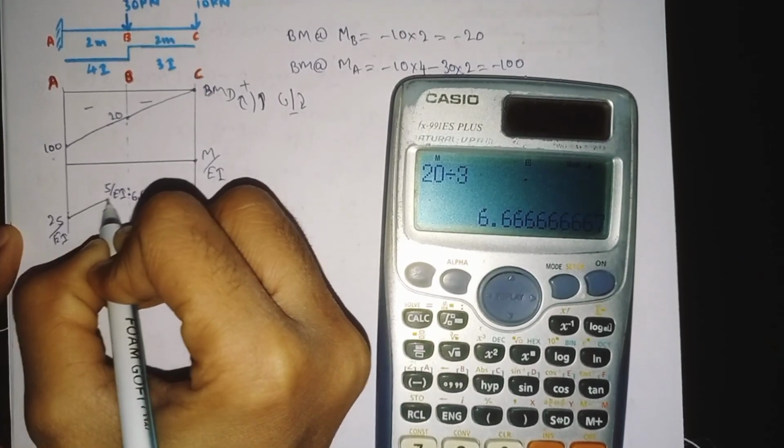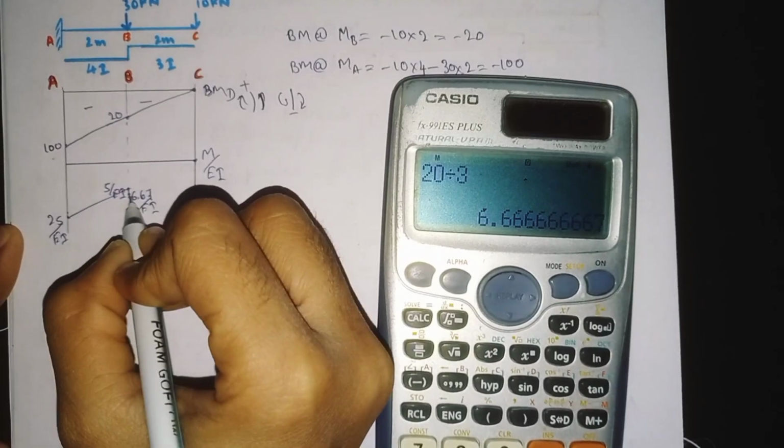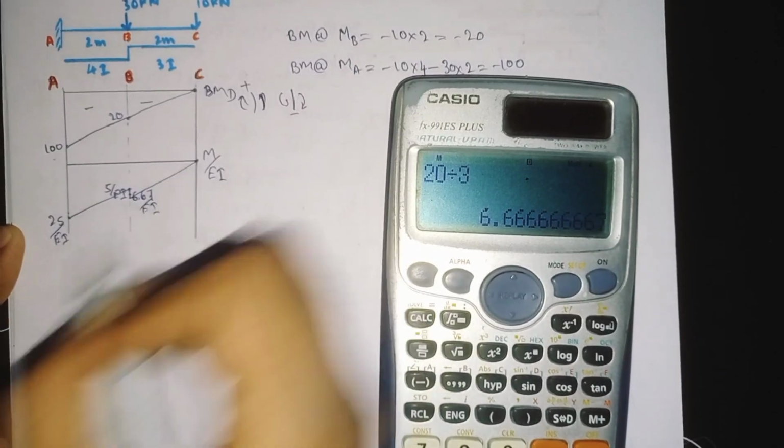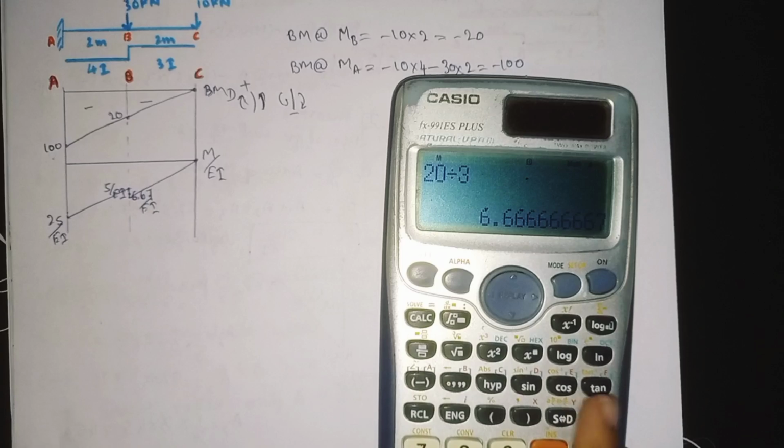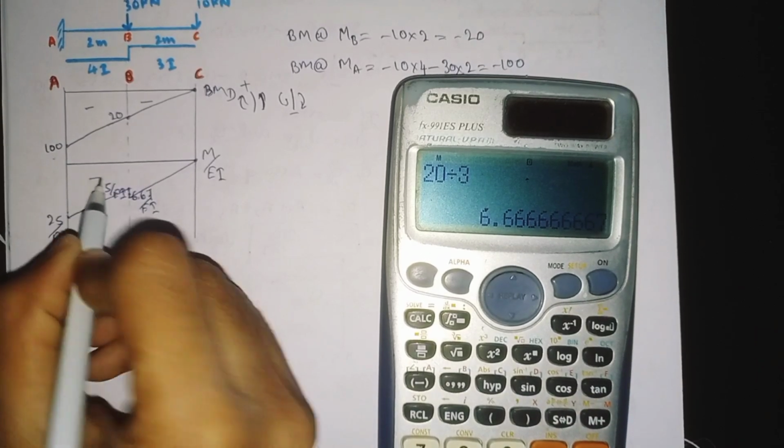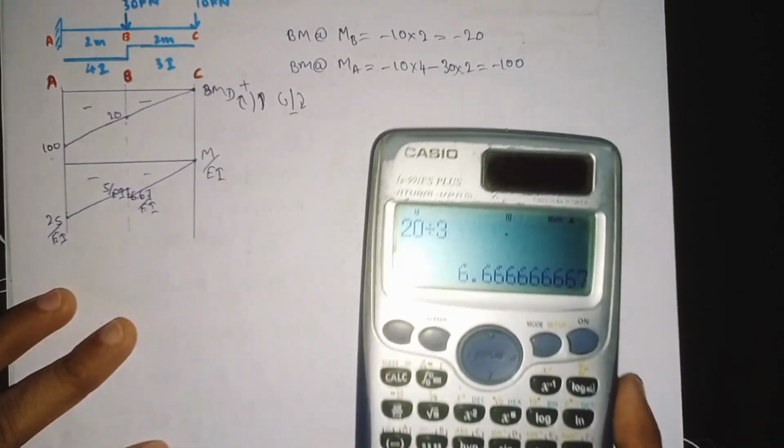Now join all the lines. It will be like this, and here it comes like this, and again it joins here like this. This is how we need to find the M divided by EI diagram.